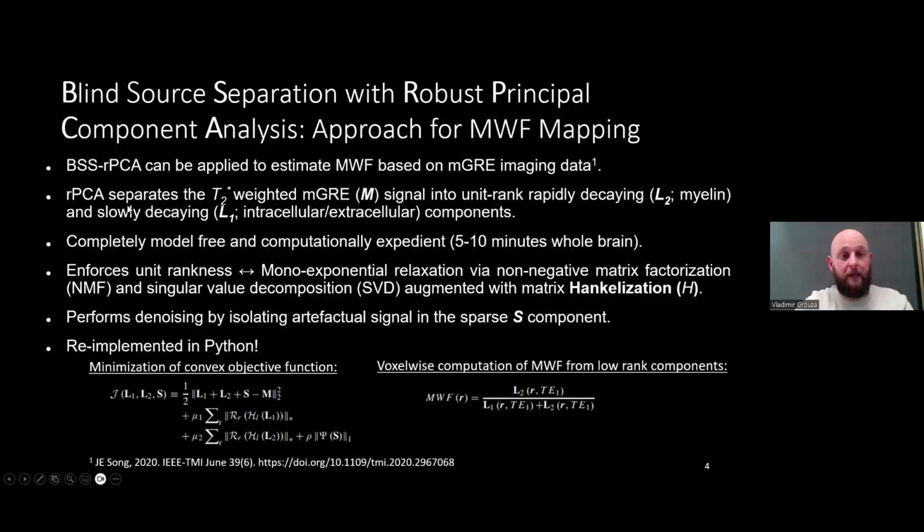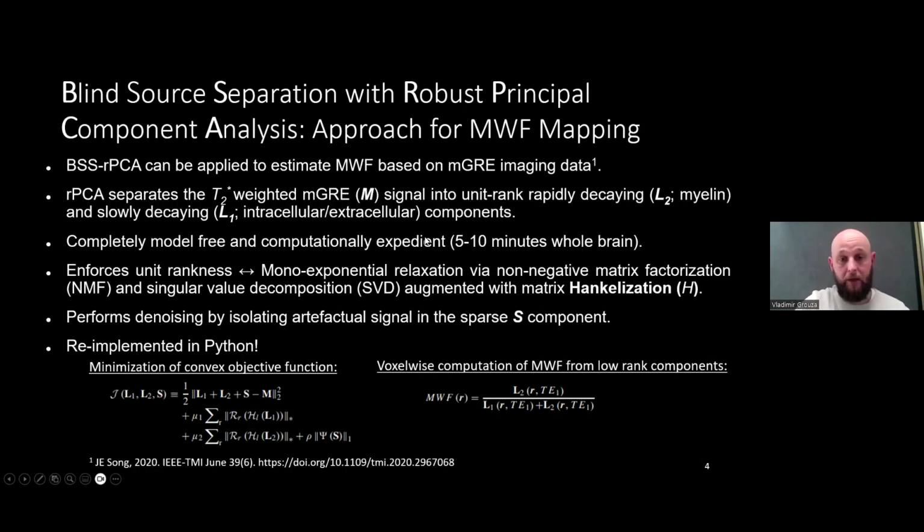But basically, rPCA instead separates its T2 star weighted gradient echo signal into what are called unit rank components. So unit rankness in this case means monoexponentiality into these two components, this L2 unit rank component and L1 unit rank component, which represent the myelin and intracellular and extracellular components respectively. And it's completely model free. So we're not fitting three-pool models. We're not doing an NLS.